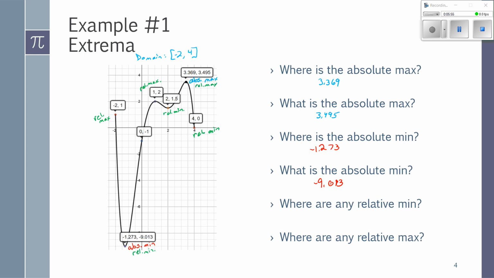So where my relative minimums are are the x-coordinates. I have one at x equals negative 1.273, at x equals 2, and at x equals 4. Where are my relative maximums? I have one at x equals negative 2, x equals 1, and x equals 3.369. So now a little preview of how we're going to go about finding extrema using the same graph.